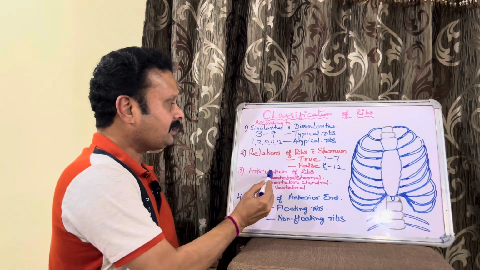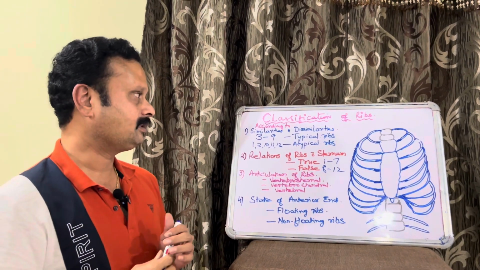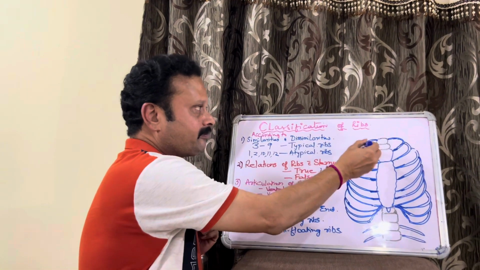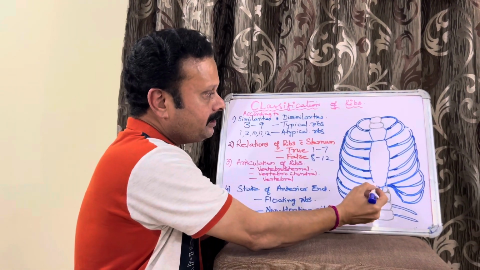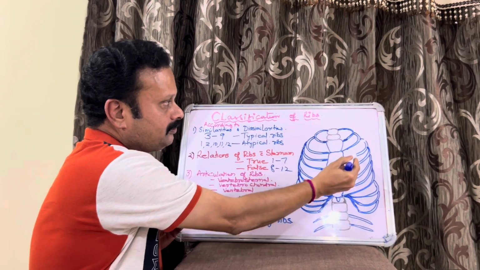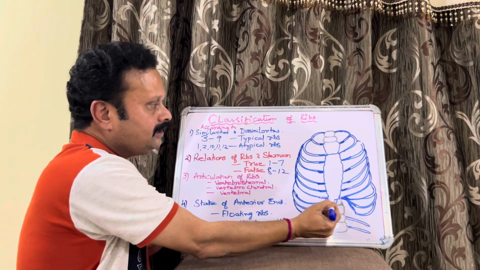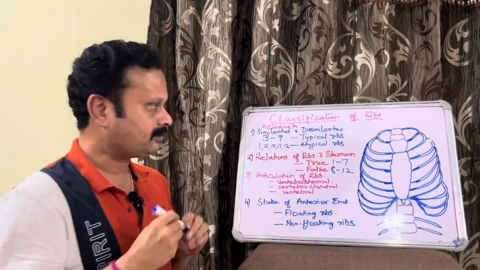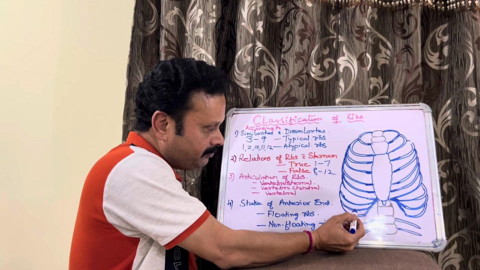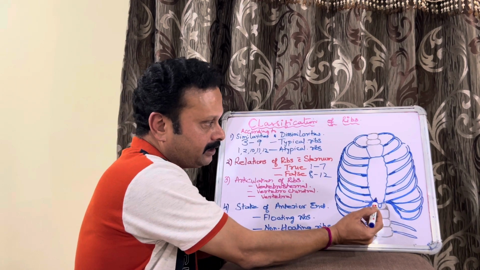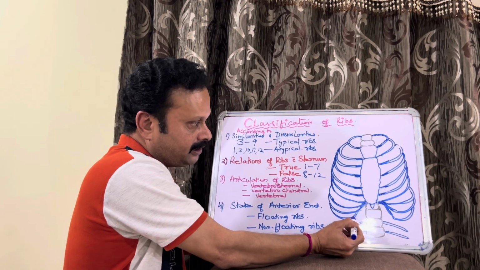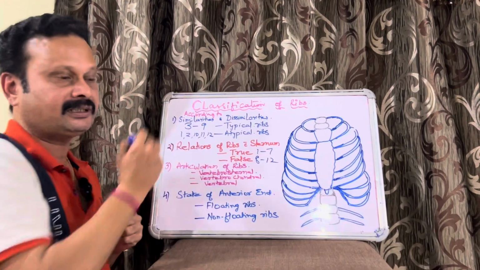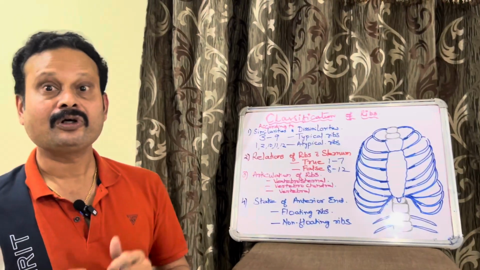The third classification is according to articulation of ribs. There are 3 types: vertebro-sternal, that means posteriorly it begins from the vertebra and anteriorly ends in the sternum. So, 1, 2, 3, 4, 5, 6, 7, the upper 7, are vertebro-sternal. The second one is vertebrochondral, that means the 8th, 9th and 10th ribs don't articulate directly with the sternum; instead they articulate with each other to form a costal margin on either side, and through that it ends in the sternum, hence they are called vertebrochondral ribs.